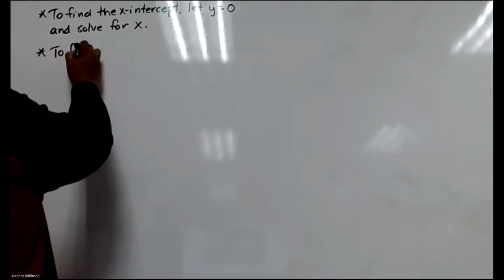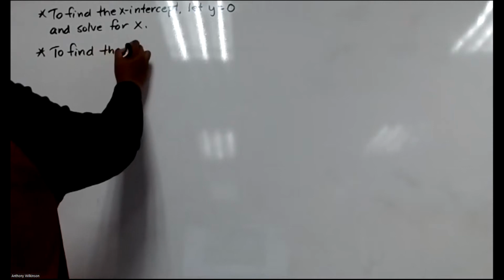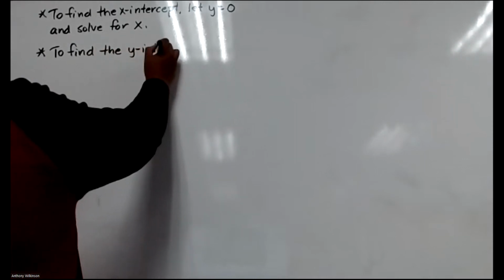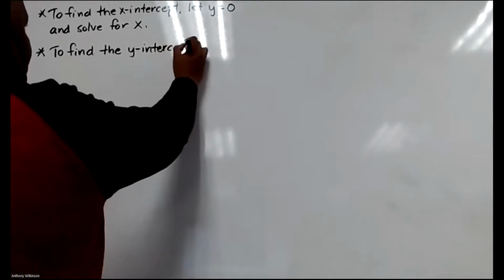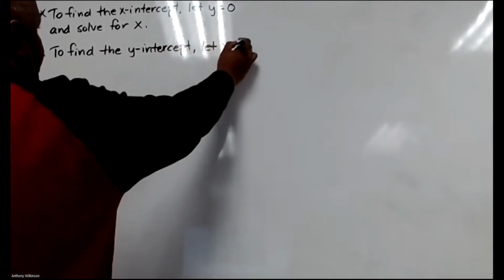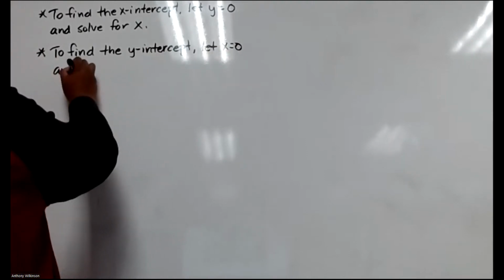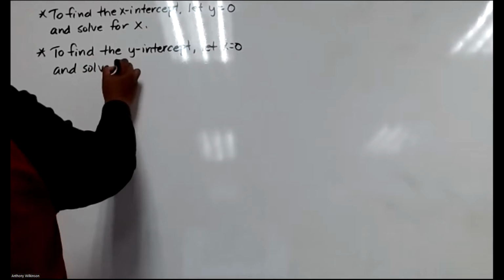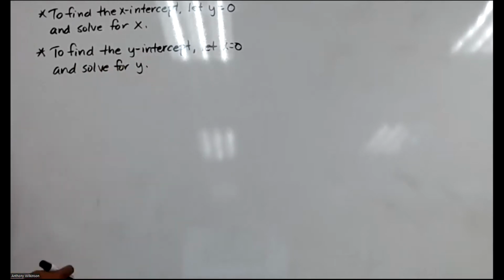Now to find the y-intercept, here you let x equal 0 and solve for y. That's how you find the x-intercept and the y-intercept. For the x-intercept, you let y equal 0 and solve for x, and then for the y-intercept, you let x equal 0 and solve for y.